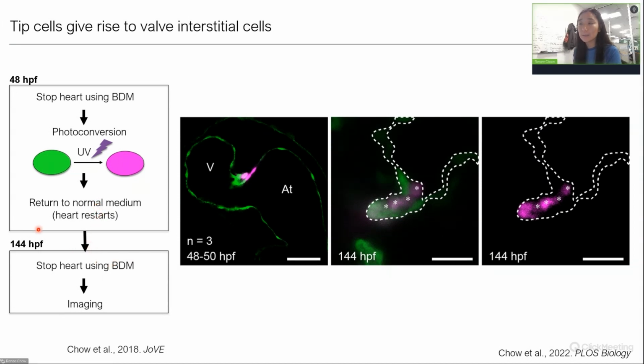And then at a later developmental time point, I stop the heart again and I perform confocal imaging. So here you can see this embryo, and these cells here have been photoconverted. And at a later developmental time point, these cells have become the valve interstitial cells. And these cells that have also been photoconverted, they become cells that are facing the blood at the tip of the valve.